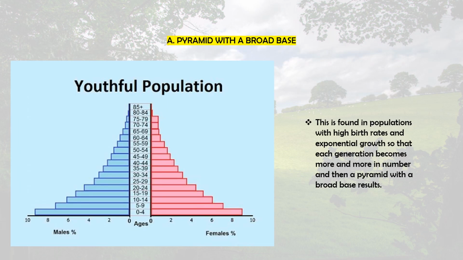First one is pyramid with broad base. It is found in populations with high birth rates and exponential growth, so that each generation becomes more and more in number, and then a pyramid with broad base results. Here, the pre-reproductives are more in population, so this population is generally called youthful population, where the amount of youth is more than the adults.